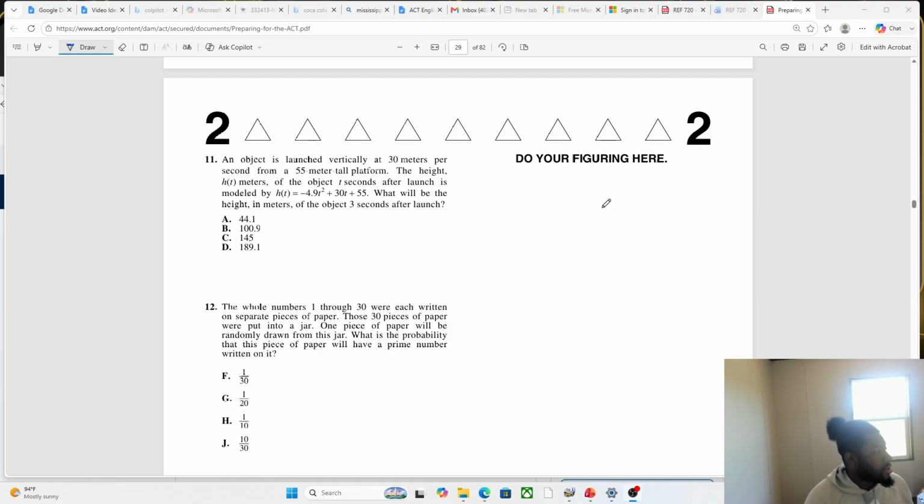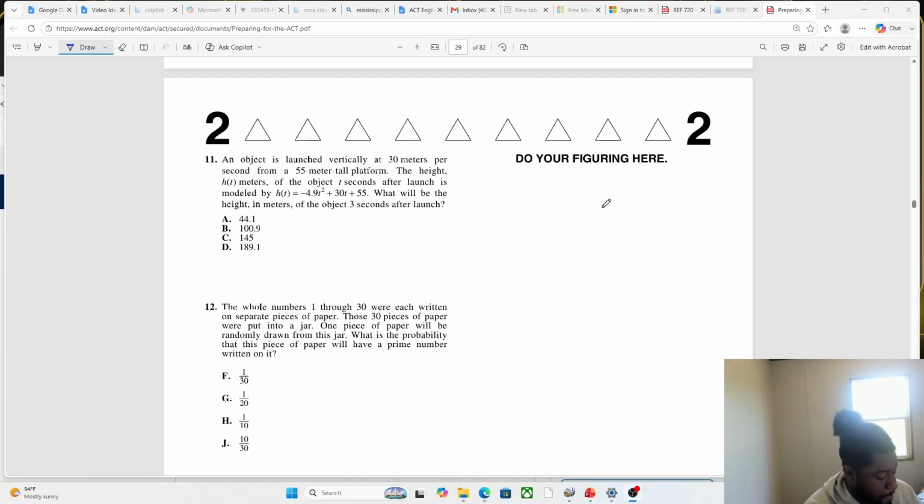The height of the object t seconds after launch is modeled by h of t equals negative 4.9 t squared plus 30t plus 55. What will the height in meters of the object be 3 seconds after launch? All right, so we know 3 equals t, and it literally asks for the height. So all we do is plug in 3 into t and solve it from a calculator.